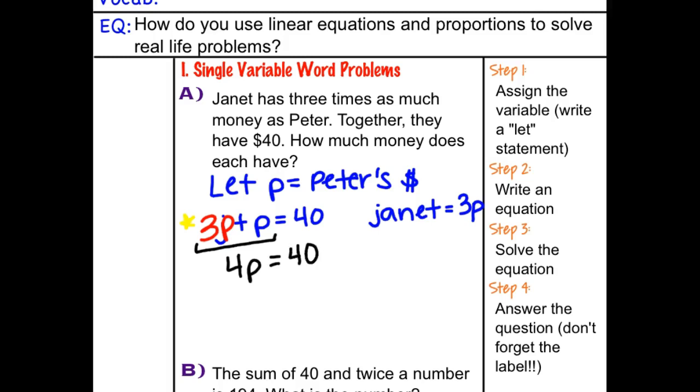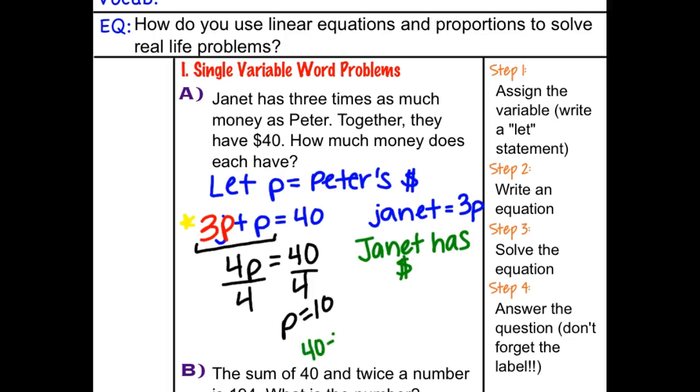So 4P equals 40. I can then go 4P divided by 4, 40 divided by 4, so P equals 10. Now here comes the answering the question part. You can't just stick a dollar sign on 10. It says how much money does each person have. So I would have to make a statement. It can be a phrase. It doesn't have to be a complete sentence. If Peter has $10 and together they have 40, that means if I take 40 minus 10, I get Janet's, which is 30. So we'd say Janet has $30 and Peter has $10. And that would be the last piece.